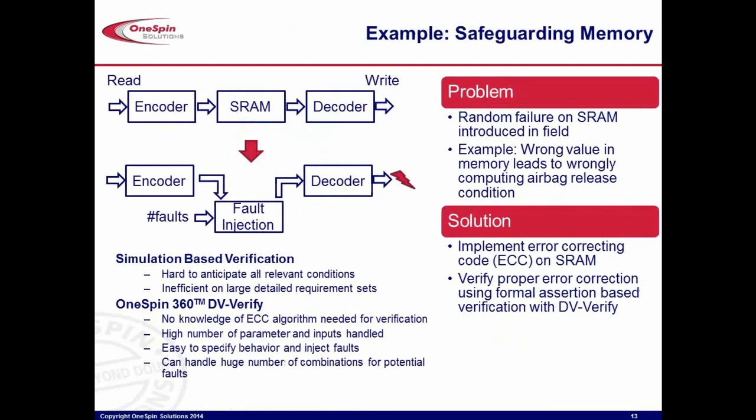Another example here is on safeguarding memory. In this case, for instance, you might have the problem, as I said, of an alpha particle hitting a memory and flipping a bit and causing an error, and then you have logic encoders, decoders, and redundancy bits in the memory to detect and possibly automatically correct these issues. And again, to verify this part of the logic, the error correcting codes, formal is very powerful.